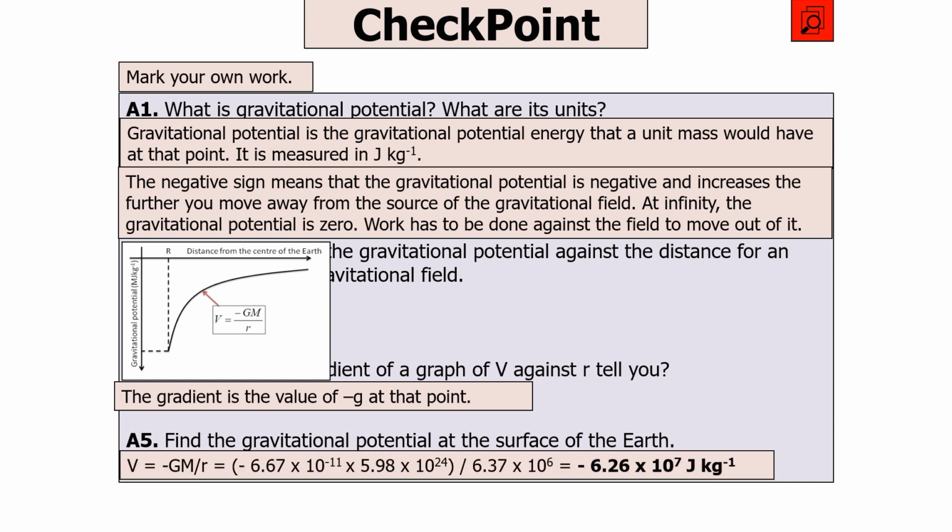And then to work out the gravitational potential at the surface, it's minus Gm over r. Pop in all the values. We've got the radius of the Earth given to us on the equation sheet. We can pop it through to be minus 6.26 times 10 to the 7 joules per kilogram.